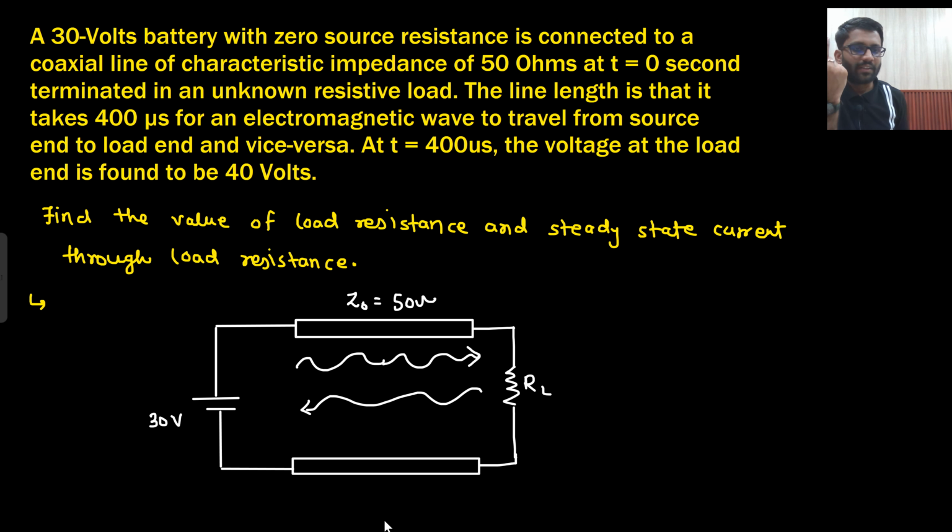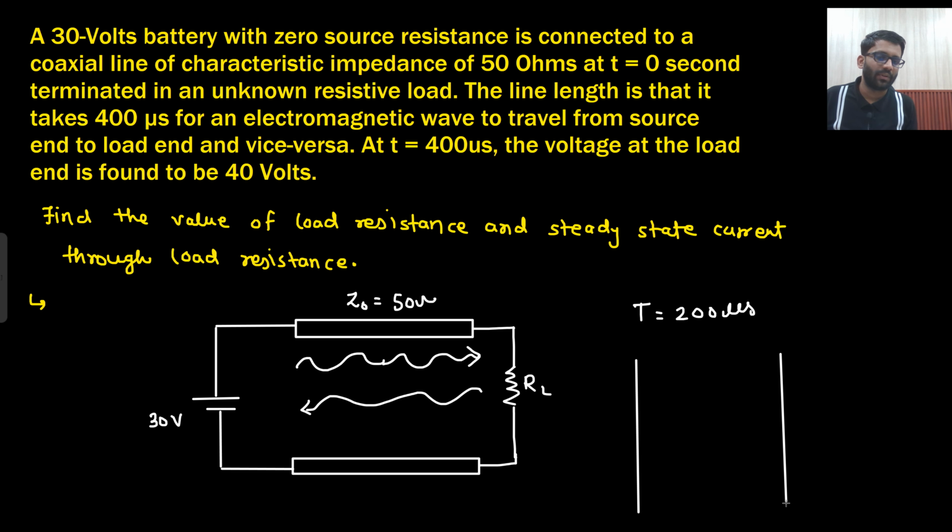Vice versa is used for 400 microsecond or for load to source, this is not clear actually. Anyone can say that for them it is 400 microsecond from load to source, and someone would say that for them it is a complete round. But again, when we solve the problem, we will get to know that this statement is not even used. So let's assume that my transient time is 200 microsecond. That means 200 microsecond to go here and then 200 microsecond to come back. What they are asking: at 400 microsecond, the voltage at the load is found to be 40 volt. Voltage at the load at 400 microsecond. So at 400 microsecond, what will be the voltage at the load? What do you think?